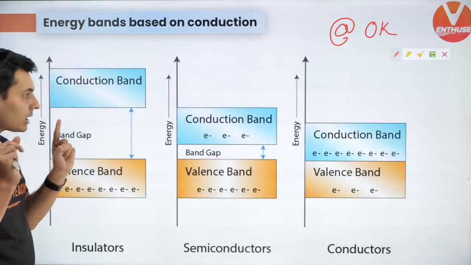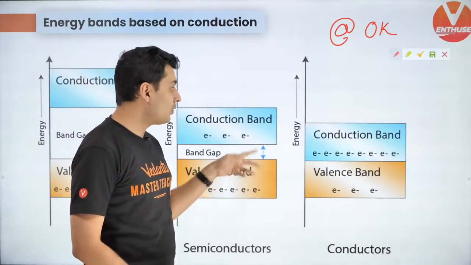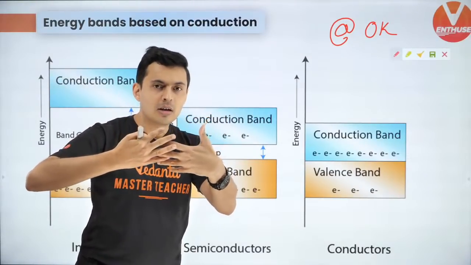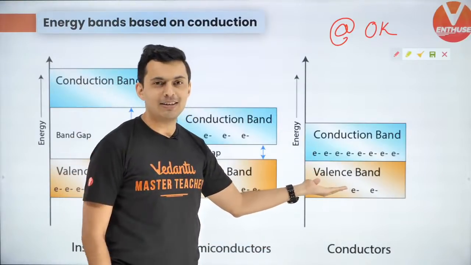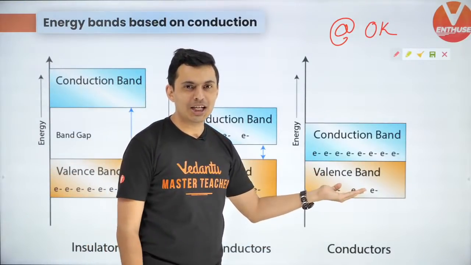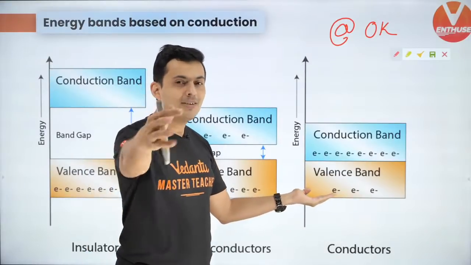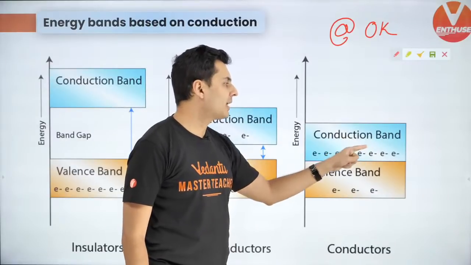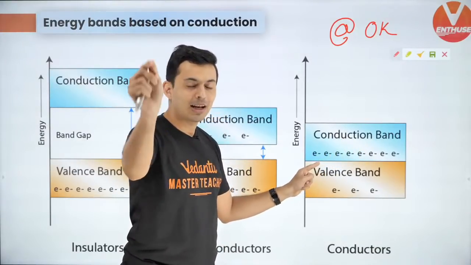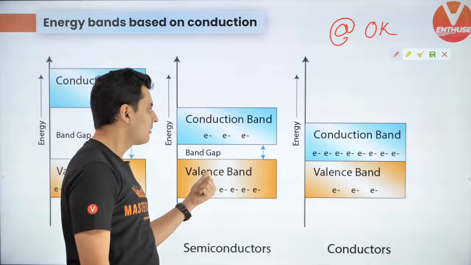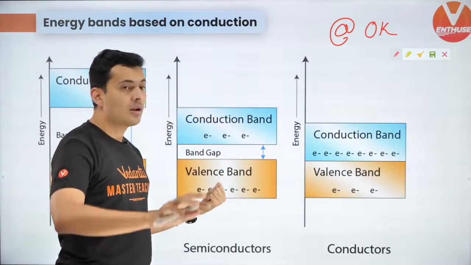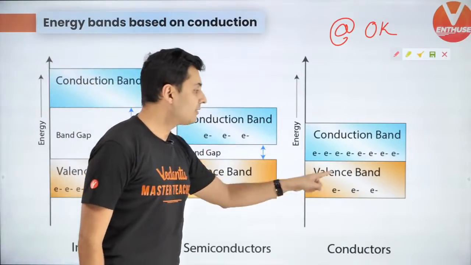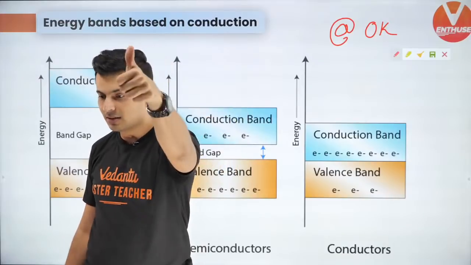Now, imagine a situation where this band and this band coincide or overlap. You don't even need thermal energy. You don't need room temperature. You don't need to heat it. Even at 0 Kelvin, these electrons can easily join in over here and conduct electricity even at very low temperatures. Unlike this one, which at low temperatures will not conduct electricity because it won't have sufficient energy to jump. That's why these are called conductors. I hope this is clear.